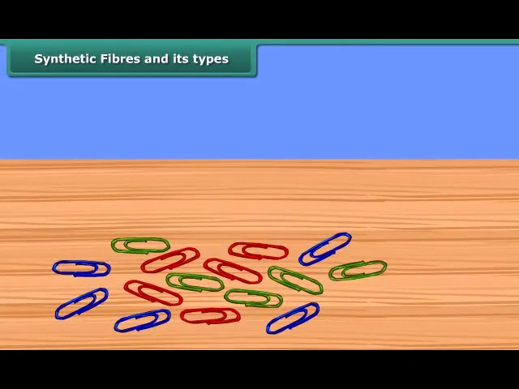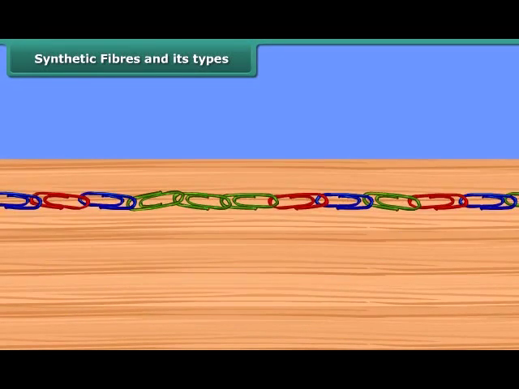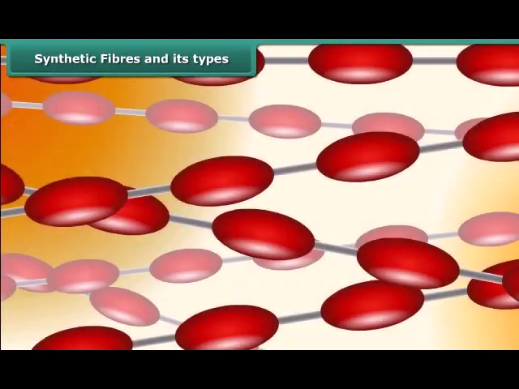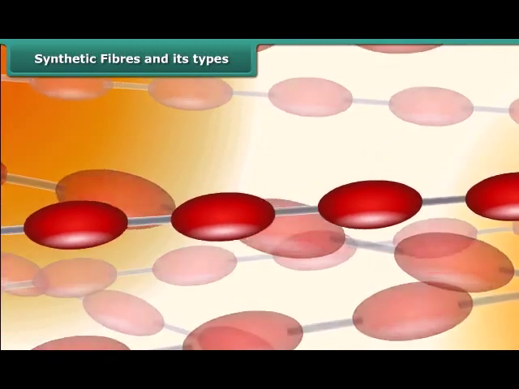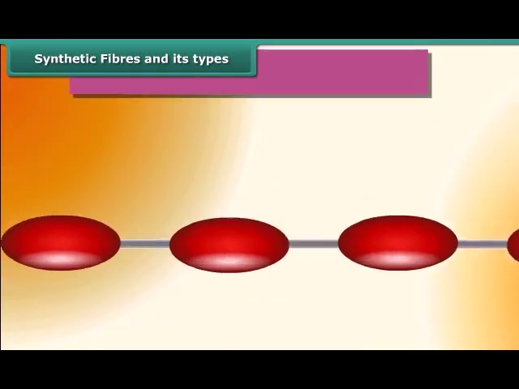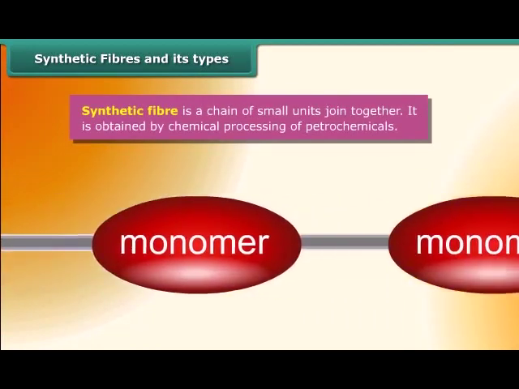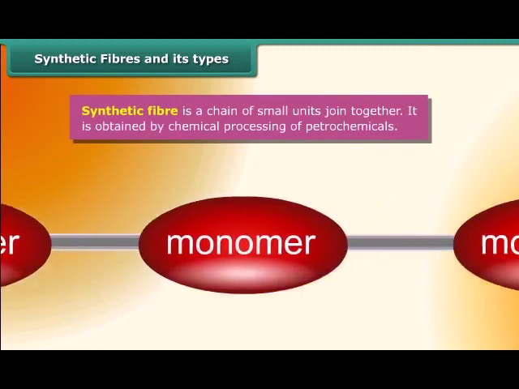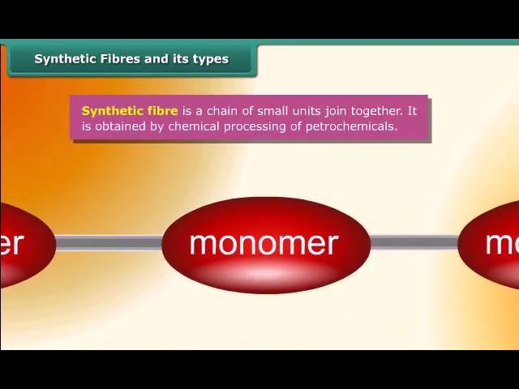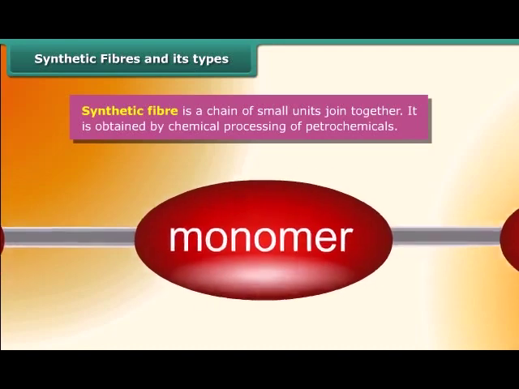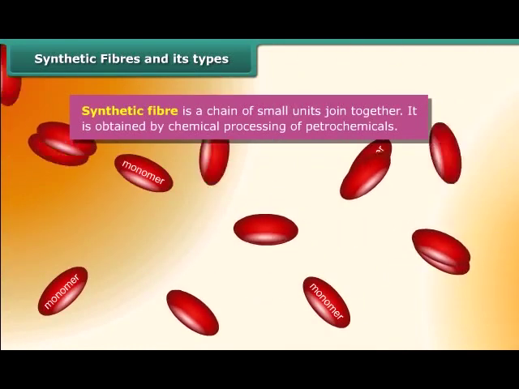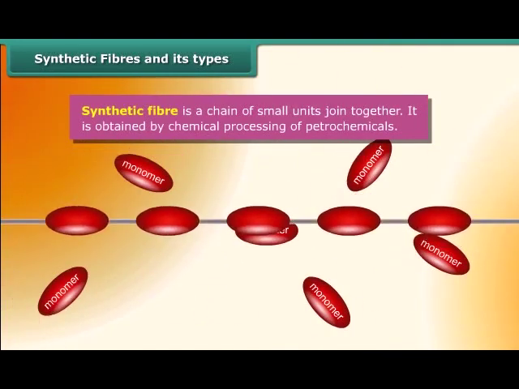Now let us join together a number of paper clips. What do you observe? This chain of paper clips is similar to the organization of a polymer. What is a polymer? Here many small units combine to form a large unit known as polymer. Each small unit is actually a chemical substance and is called a monomer. Synthetic fiber is an example of polymer.